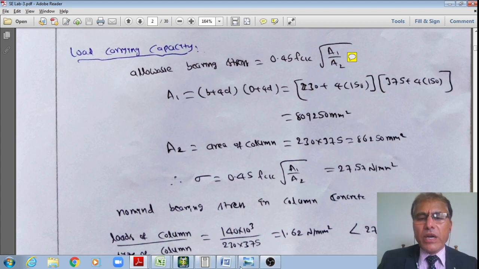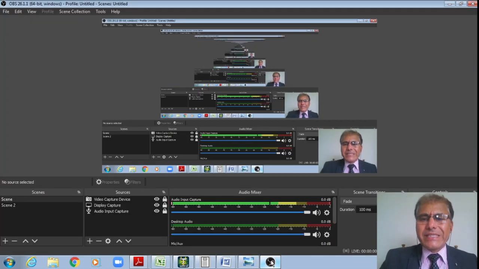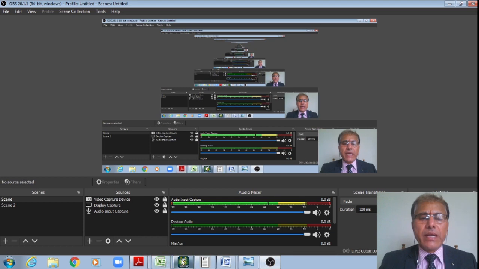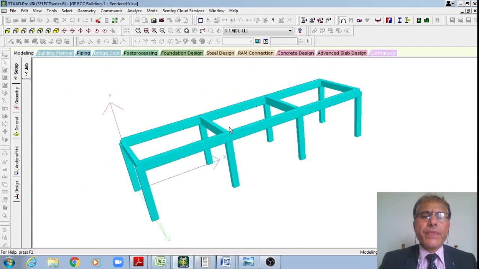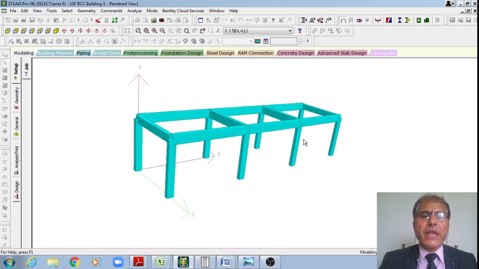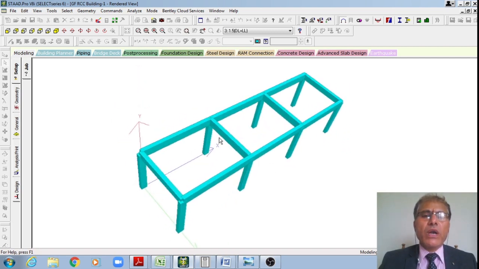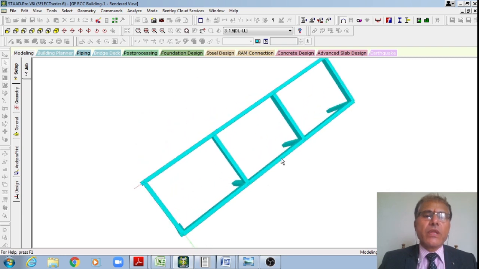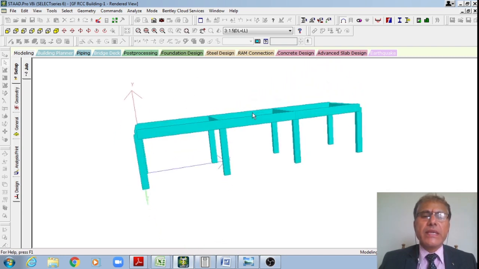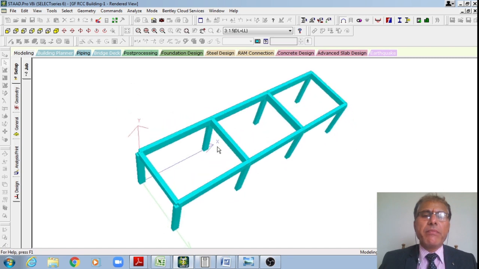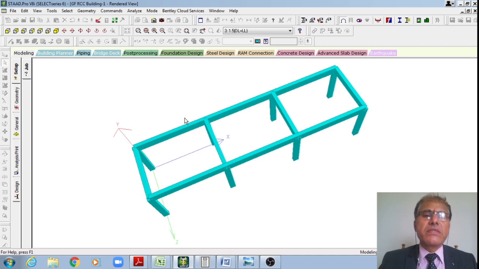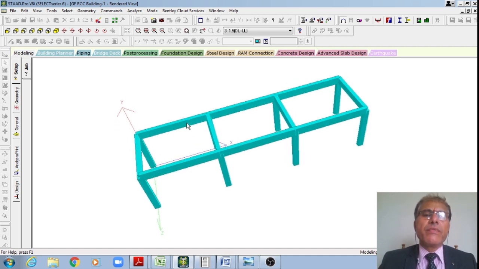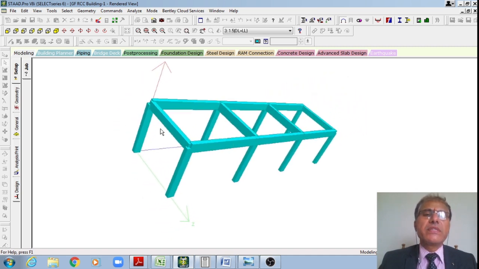Once we see this, now let us move to the STAAD analysis and design, and see what STAAD is saying. Now let me enter into this STAAD. This is my 3D model of the beam and column frame. I have four columns, whose dimensions we'll see now, 230 mm width by 375. Even the width of these beams is 230 by 575, and this beam is 230 by a depth of 425.